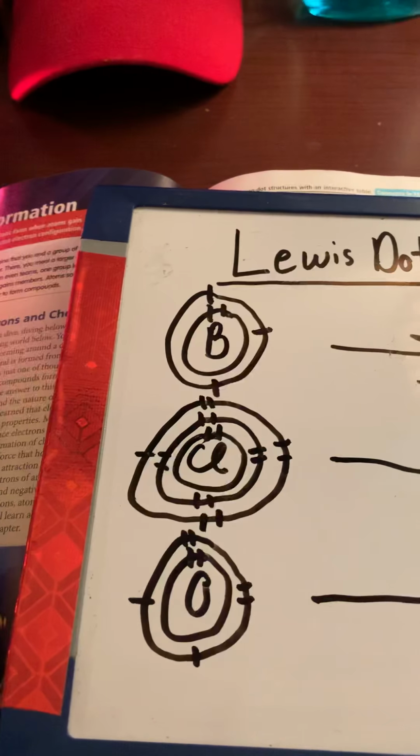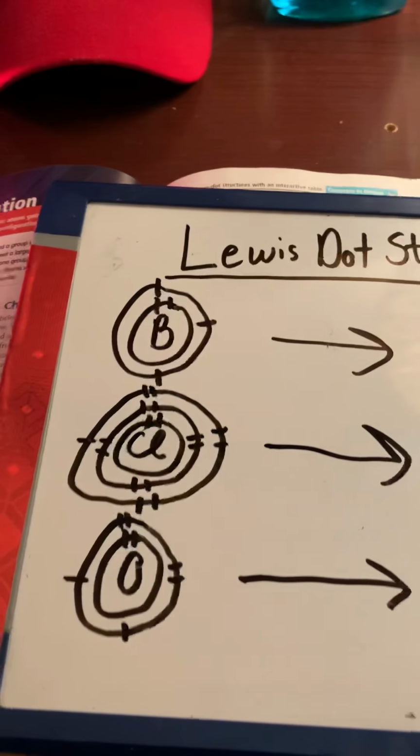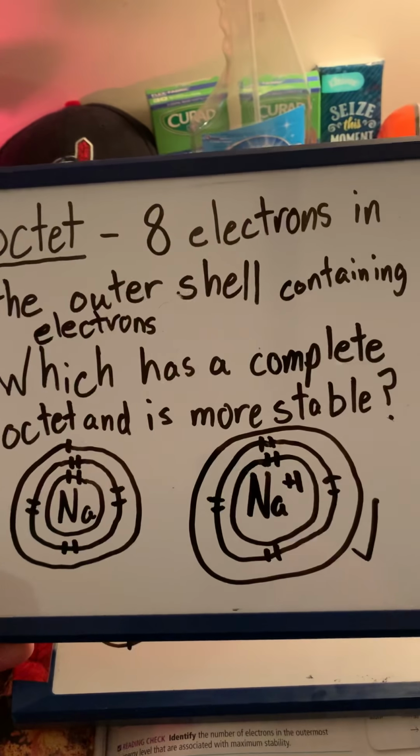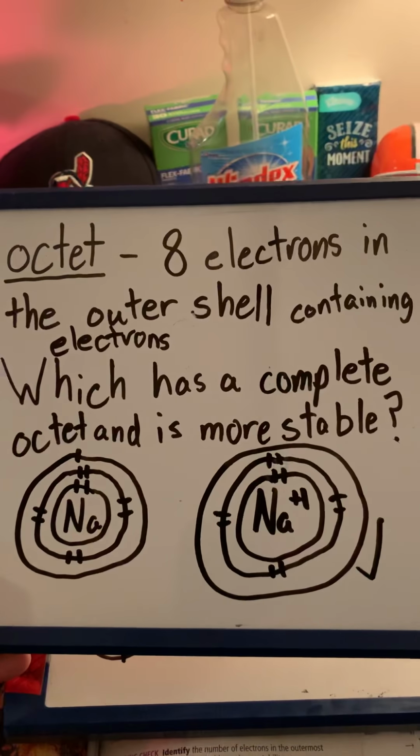That should not be a question mark there. It's like I'm Ron Burgundy. No, it's 8 electrons in the outer shell that contains electrons. That's what an octet is.